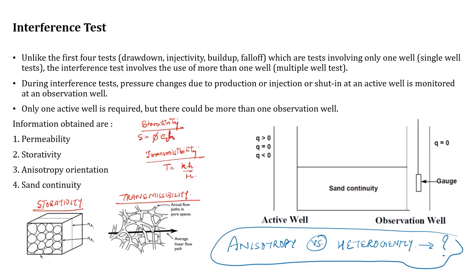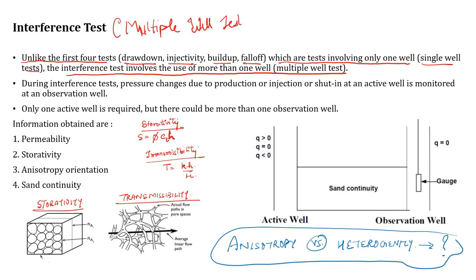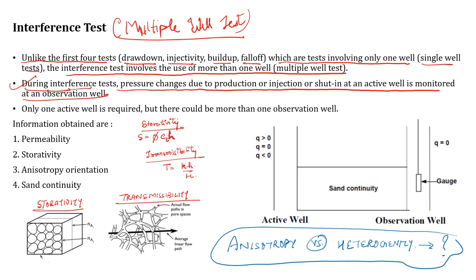Coming to the interference test, unlike the first four tests, which are drawdown, injectivity, build-up and fall-off, which involve only one well, single well tests, the interference test involves the use of more than one well, a multiple well test. In the initial cases we were talking about single well tests, but this is a multiple well test where more than one well will be involved while well testing. During an interference test, pressure changes due to production or injection or shut-in at an active well are monitored at an observation well.